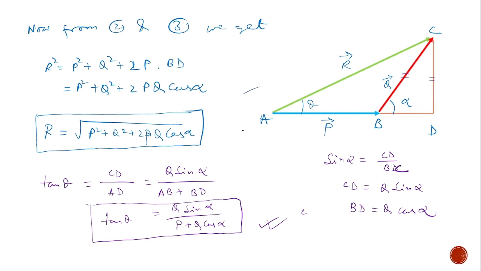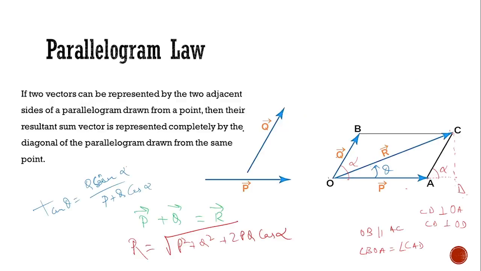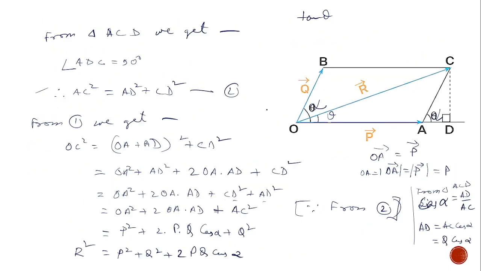Okay, what do we get? We get CD by OD is equal to Q sine alpha by P plus Q cos alpha. This will be the direction. So this is the parallelogram law.